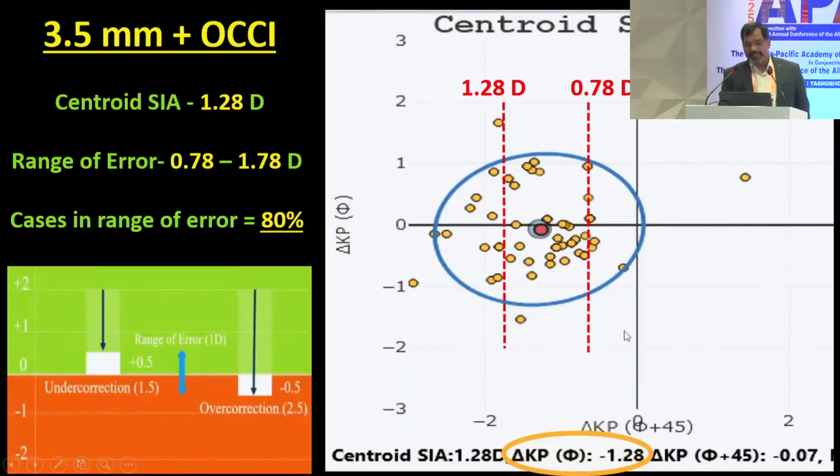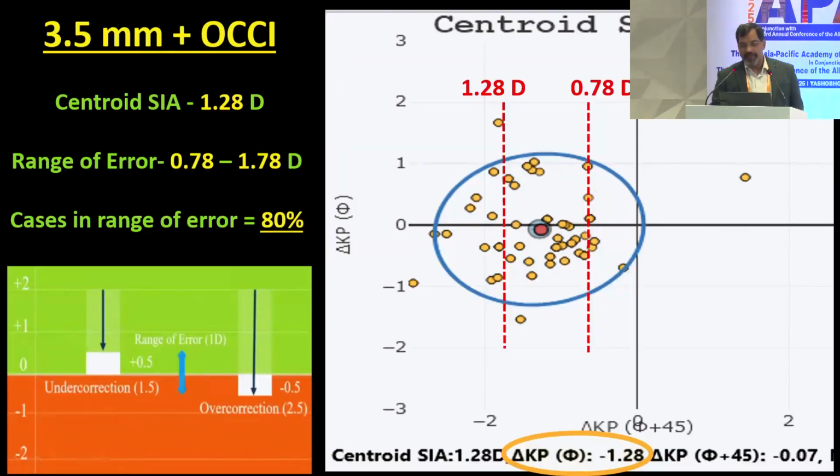So this is the polar method. Here we will get the centroid SI value, which indicates how much flattening is there. In this case of 3.5 millimeter main incision and 3.5 millimeter OCCI, it was 1.28. So if we take the range 0.5 diopter less than this and 0.5 diopter more than this, it lies between 0.78 to 1.78. So if we draw these lines, 80% of cases are lying in this.